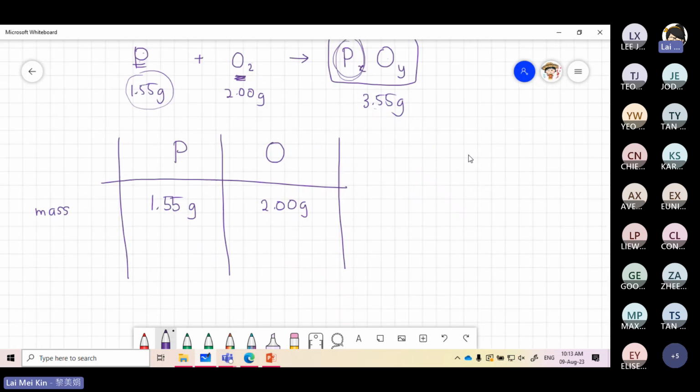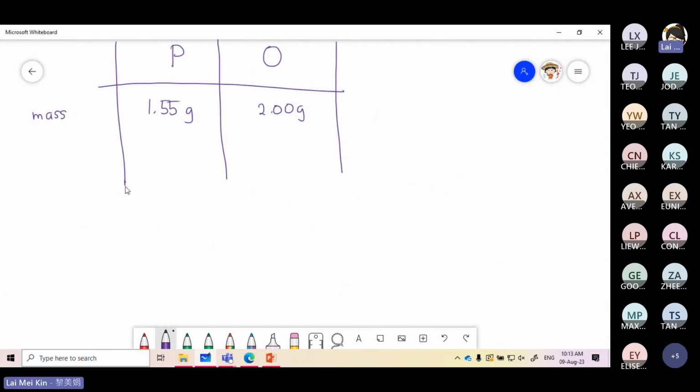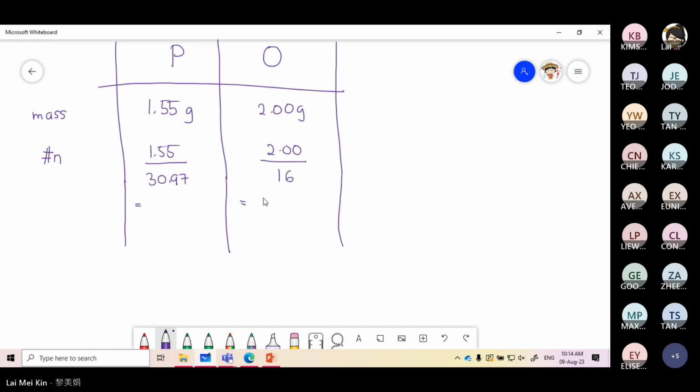When you have the mass, let's focus on the table. What can you find next? The mole. Again, as I mentioned, you have the mass, you know the identity, find the number of mole. Number of mole is mass over molar mass. How many moles do you get? 0.05 mole. What about oxygen? 0.125.